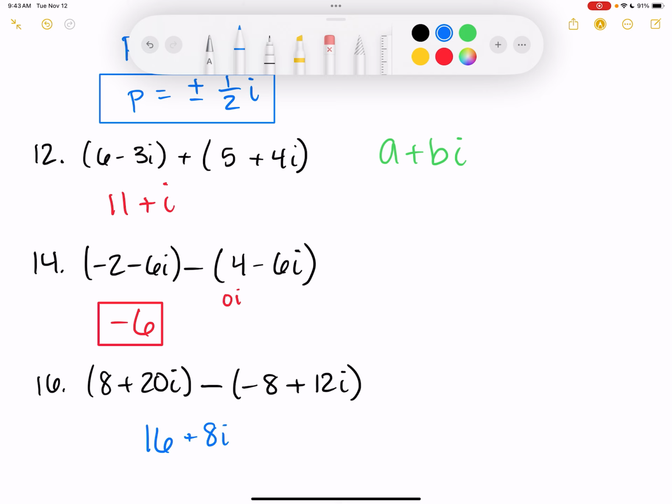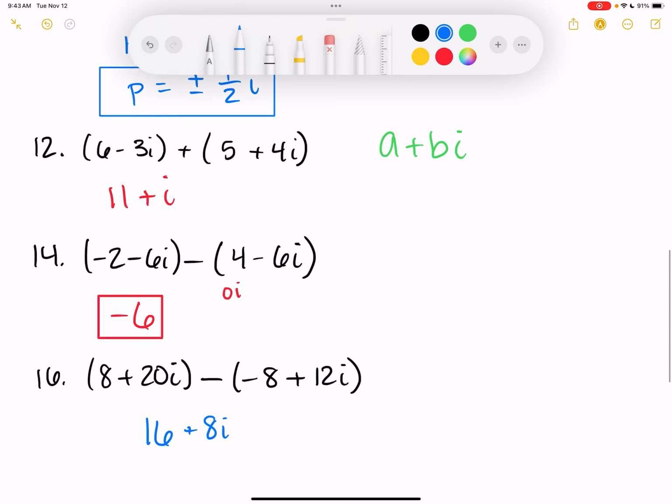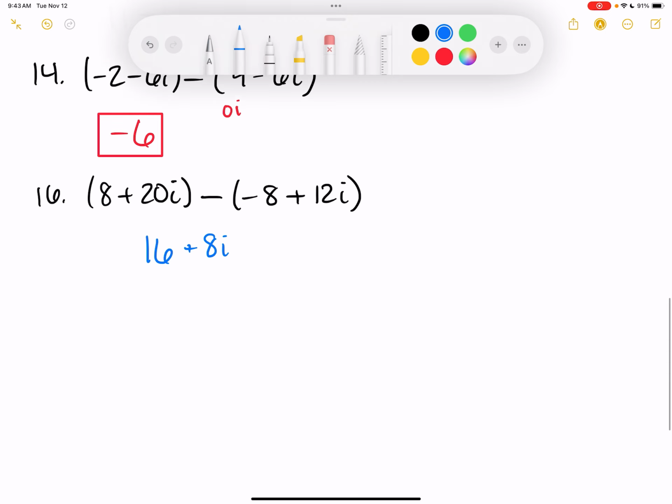So 16 plus 8i. This is really hard. 16 plus... Right. Now, I don't remember if this was in your notes, and even if it was, it's a good refresher. So we have i squared, i cubed, and i to the fourth. Was this in your notes?